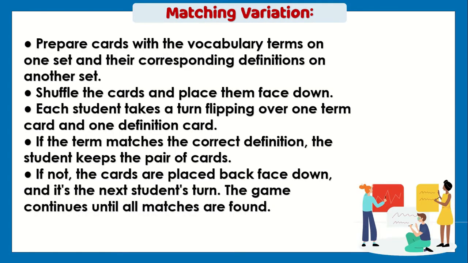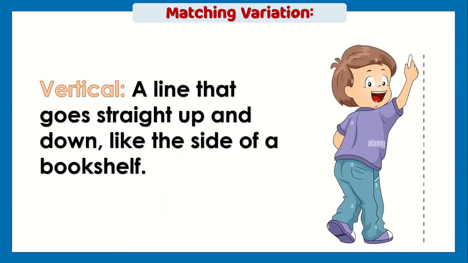We will have a matching variation activity. Prepare cards with the vocabulary terms on one set and their corresponding definitions on another set. Shuffle the cards and place them face down. Each student takes a turn flipping over one term card and one definition card. If the term matches the correct definition, the student keeps the pair of cards. If not, the cards are placed back face down, and it's the next student's turn. The game continues until all matches are found.